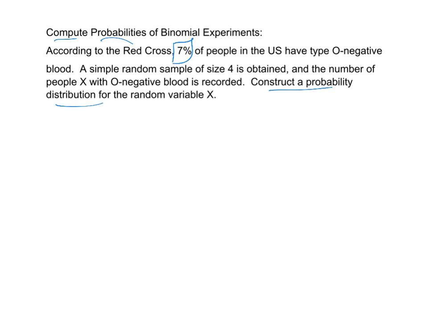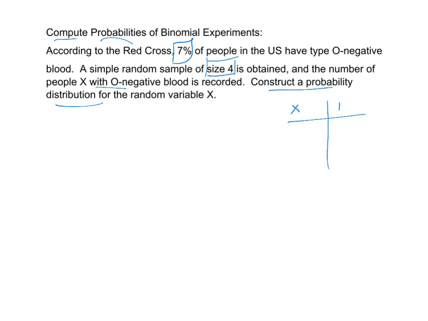We obtain a simple random sample of size 4, and the number of people with O negative blood is recorded. And we want a probability distribution for that random variable x. Okay, so this is a binomial experiment. What we want ultimately is the probability distribution. All right, so I'm going to draw what that looks like over on the side here.